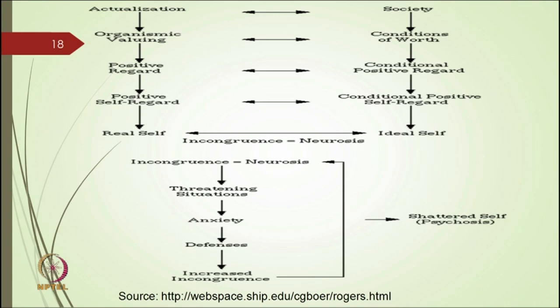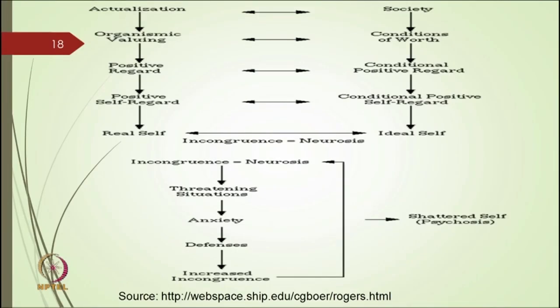For example, a student has the capacity to achieve 60% marks, but the societal message is that one should get 80% marks. So because of this discrepancy he has an ideal self of 80%. His real self level is 60%. On the other hand, ideal self says 80%. So this discrepancy is the cause of incongruence, and that's why we have neurosis.